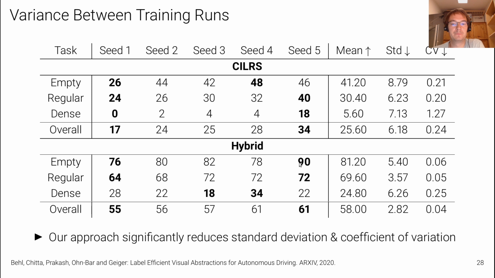On the contrary, we found that the training variance is significantly reduced when using segmentation-based intermediate representations or visual abstractions. Here we look at the hybrid representation, the most efficient visual abstraction that we consider in our experiments. We can look, for instance, at the coefficient of variation, which is basically the standard deviation divided by the mean. You can see that this coefficient of variation is significantly lower, almost by a factor of 4, in all of these settings compared to the image-based imitation learning baseline. This indicates that these intermediate representations can actually be quite beneficial in alleviating this problem of training variance.